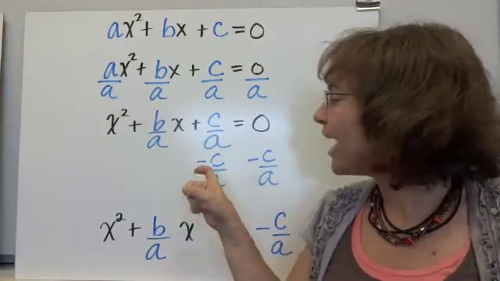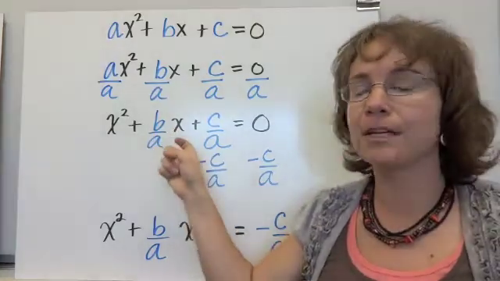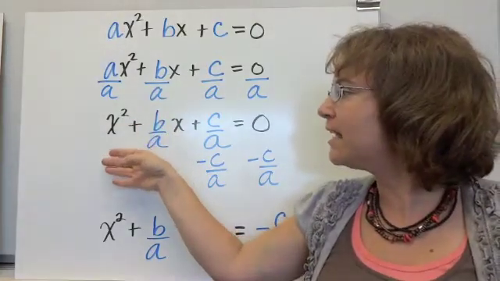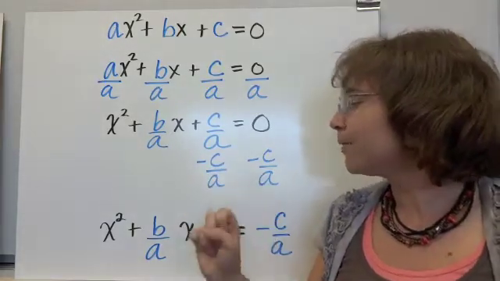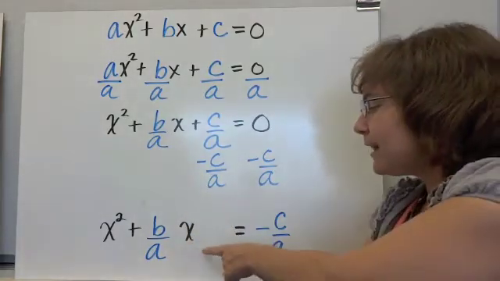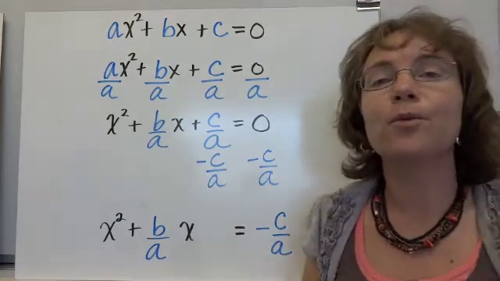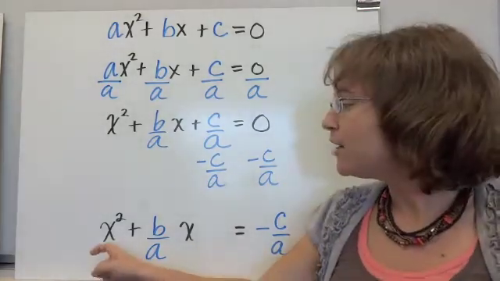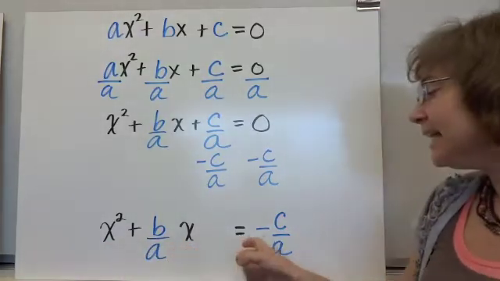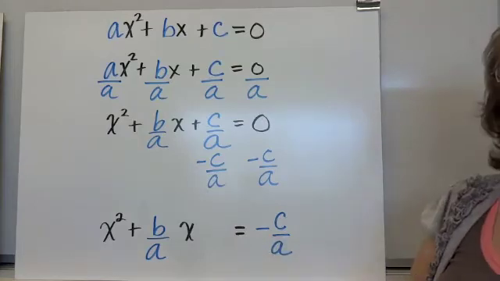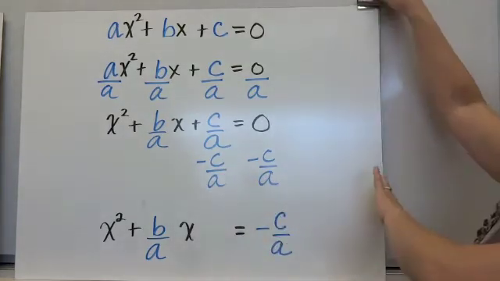Now we're going to subtract our c over a from both sides because right now this doesn't look like a perfect square. We're trying to make this side of the equation be a perfect square. So subtract c over a from both sides, and I'm going to leave a little blank right here in order to fill in what's going to make this a perfect square. So I have x squared plus b over a x is equal to negative c over a. I've just subtracted c over a from both sides.